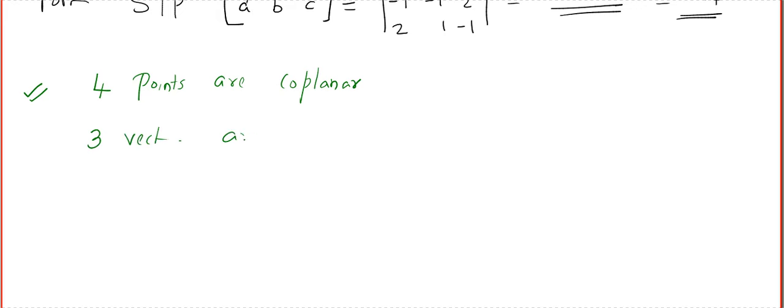Okay, now one very important thing, and they ask this question now and then. That is, they will ask you to prove that position vectors, that means 4 points, are coplanar. Or they might ask, prove that the 3 vectors are coplanar.